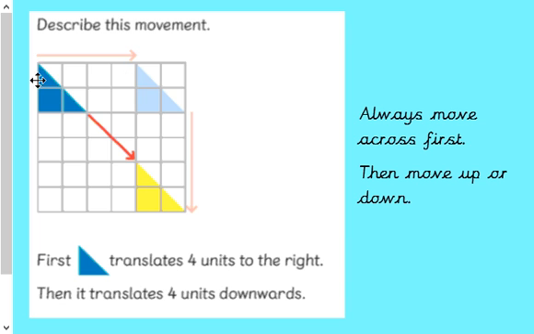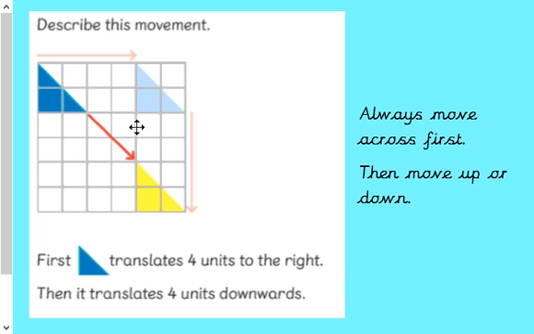So here, it's going to be 1, 2, 3, 4 to the right, 4 units to the right, and then I've got to count down. So it will be 1, 2, 3, 4 units down. So my translation would be 4 right, 4 down.